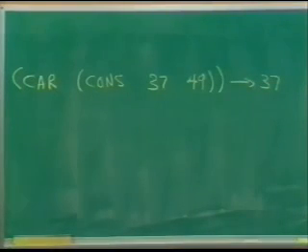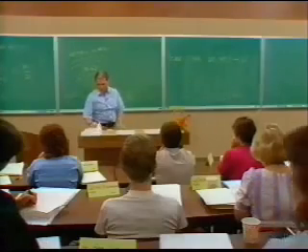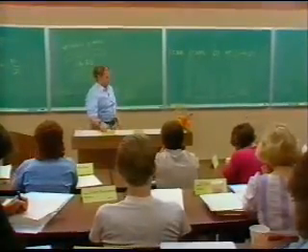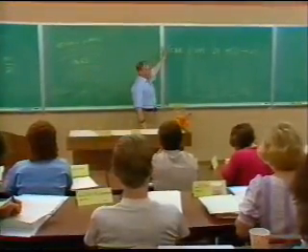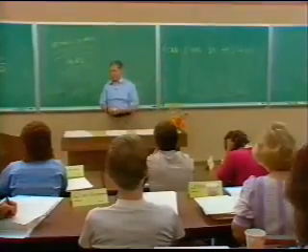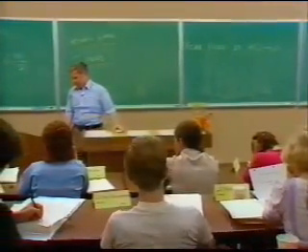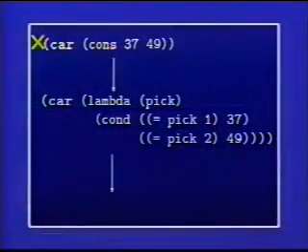Well, let's look at that. And this will be practice in the substitution model. How can we check this? We sort of know how to do that. It's just the same substitution model. Let's look. We start out and we say, what's car of cons of 37 and 49? Cons is some procedure.